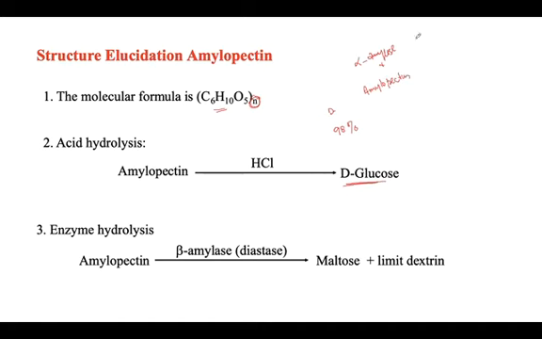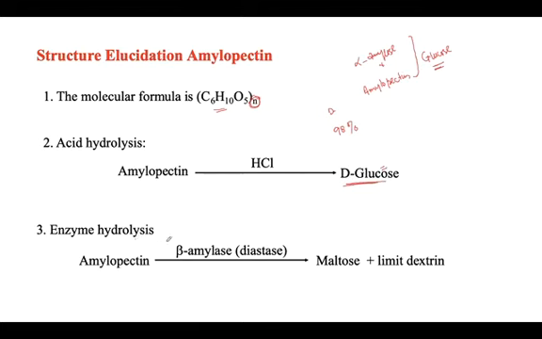So in both cases we can say that they are made up of glucose, and the whole molecule, that is the molecule of starch, is made up of glucose. So it is a homopolysaccharide, having a single monosaccharide unit. Glucose is the main monosaccharide unit present in starch. So amylopectin again gives the main component, that is D-glucose.